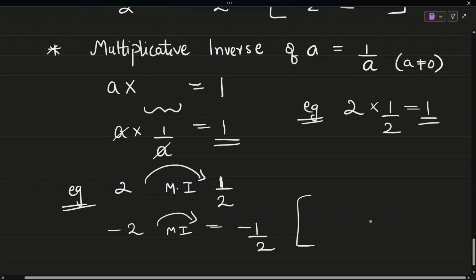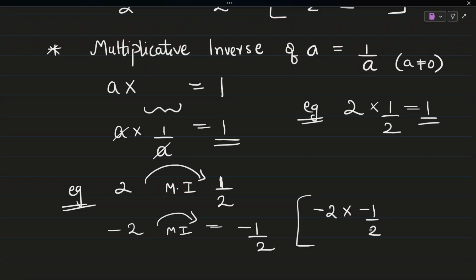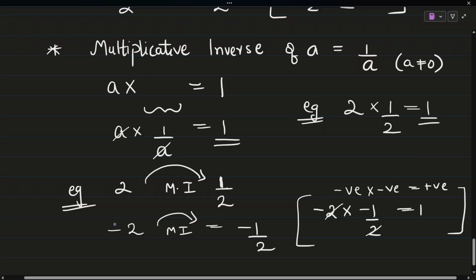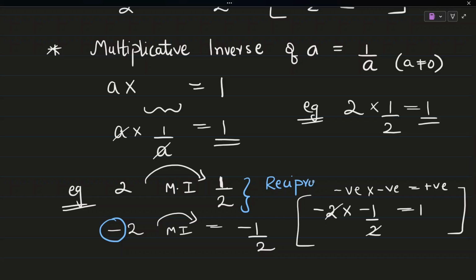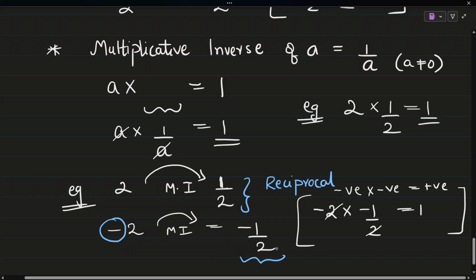Let's check if this is correct or not. Minus 2 multiplied with minus 1 by 2. So I'm going to cancel these two. Minus times minus, negative multiplied with negative, is going to give me positive. So this is going to give me 1 here. Clear, students? Whenever we have a number, no matter whether it is negative or positive, we just have to take the reciprocal. So minus 2's multiplicative inverse will be minus 1 by 2.